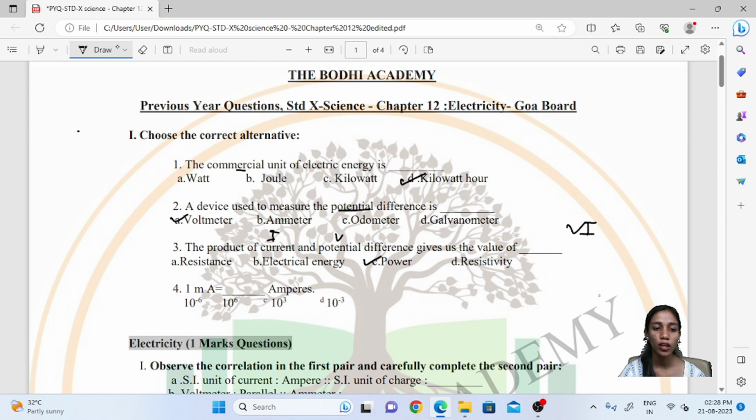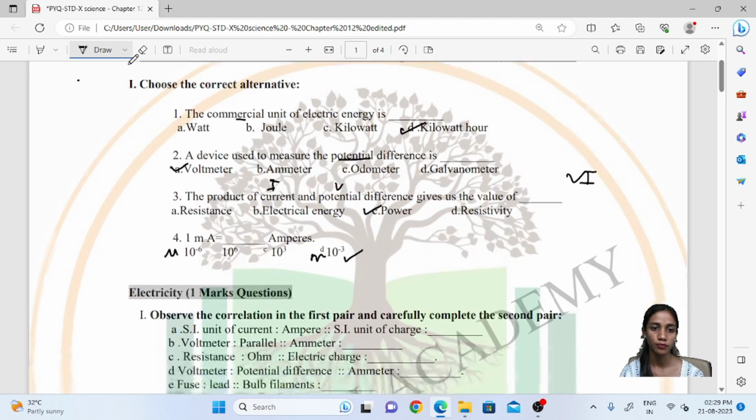Okay. Now, the next question is 1 milliampere is equal to dash amperes. For microampere it is 10 raised to minus 6, and for milliampere it is 10 raised to minus 3. So the answer over here is 10 raised to minus 3. Okay, so these are the most frequently asked questions in the choose the correct alternative.